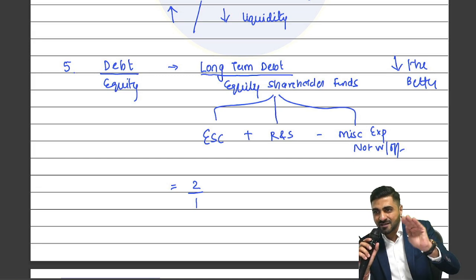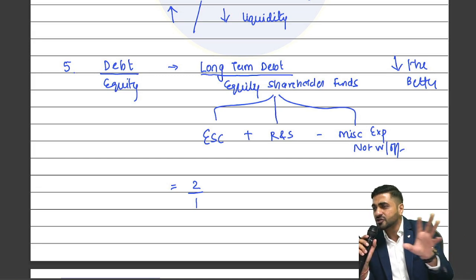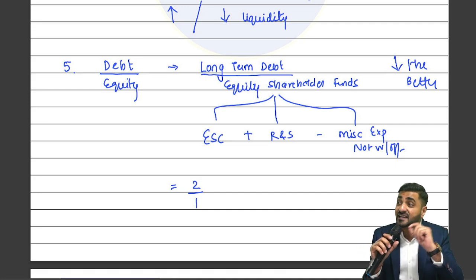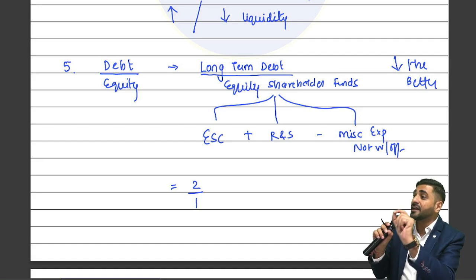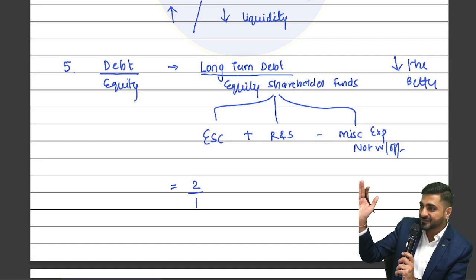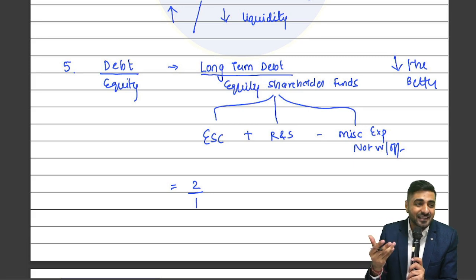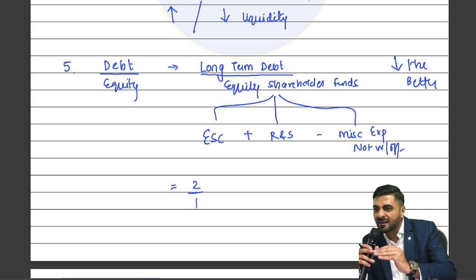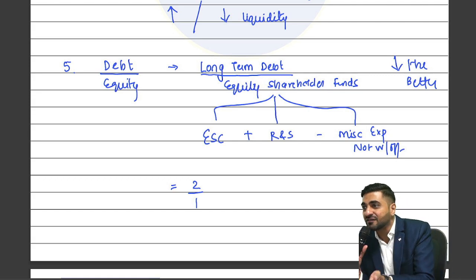And 2:1 is the maximum proportion of the debt which should be against your equity. And yes, you should take debt for faster expansion and growth, provided your leverage is favorable. Now, why do I say that the leverage is favorable? Leverage can be favorable when you are earning more return as compared to the cost of debt, right?